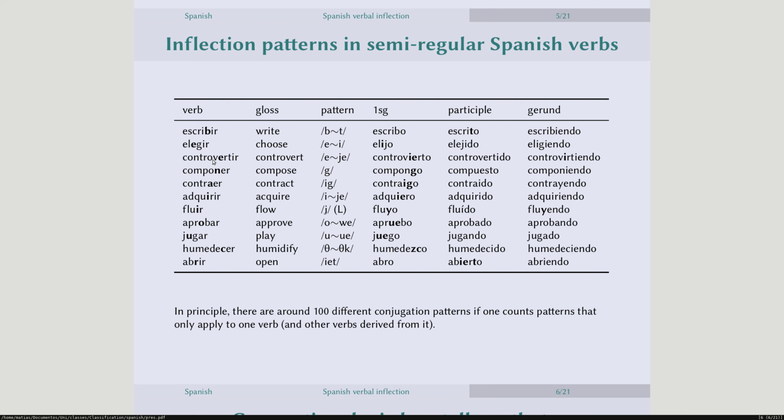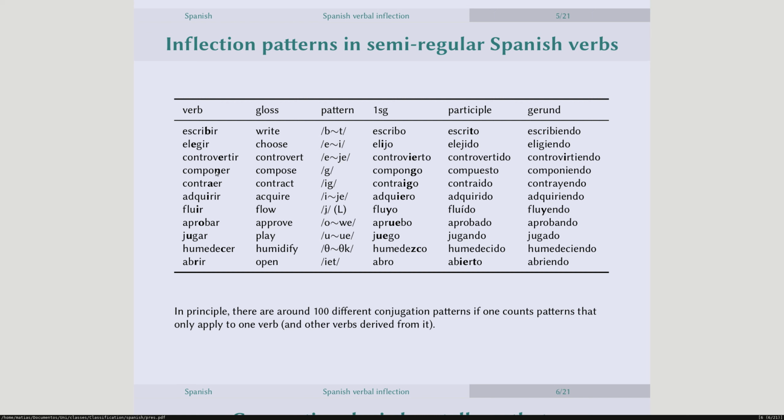Sometimes two cells can be irregular. For example, E goes to ye. This is a typical diphthongization case with controvertir, controvierto, but it also does this weird thing where it goes to I, controvirtiendo. So these are actually two different patterns which come together, which we are abstracting as just one pattern.